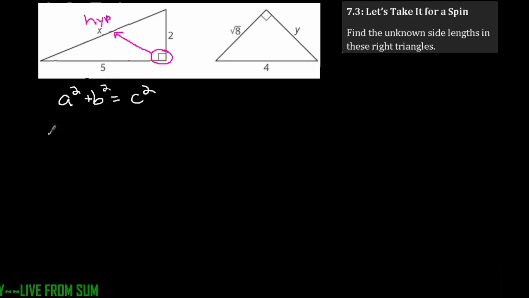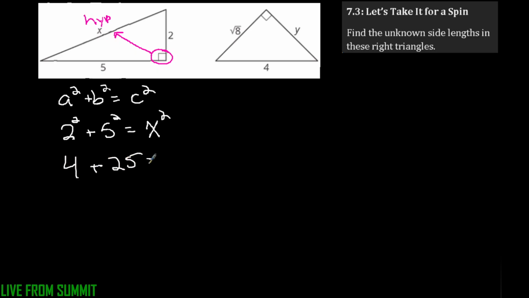And if I have the side lengths or the legs, I know that this is going to be 2 squared. This is going to be 5 squared. And our hypotenuse is just x squared. And so I'm going to use those to find my perfect squares. So 2 times itself is going to be 4. 5 times itself is going to be 25, and we know that we're trying to solve for x squared. So these two together is going to be 29 equals x squared.